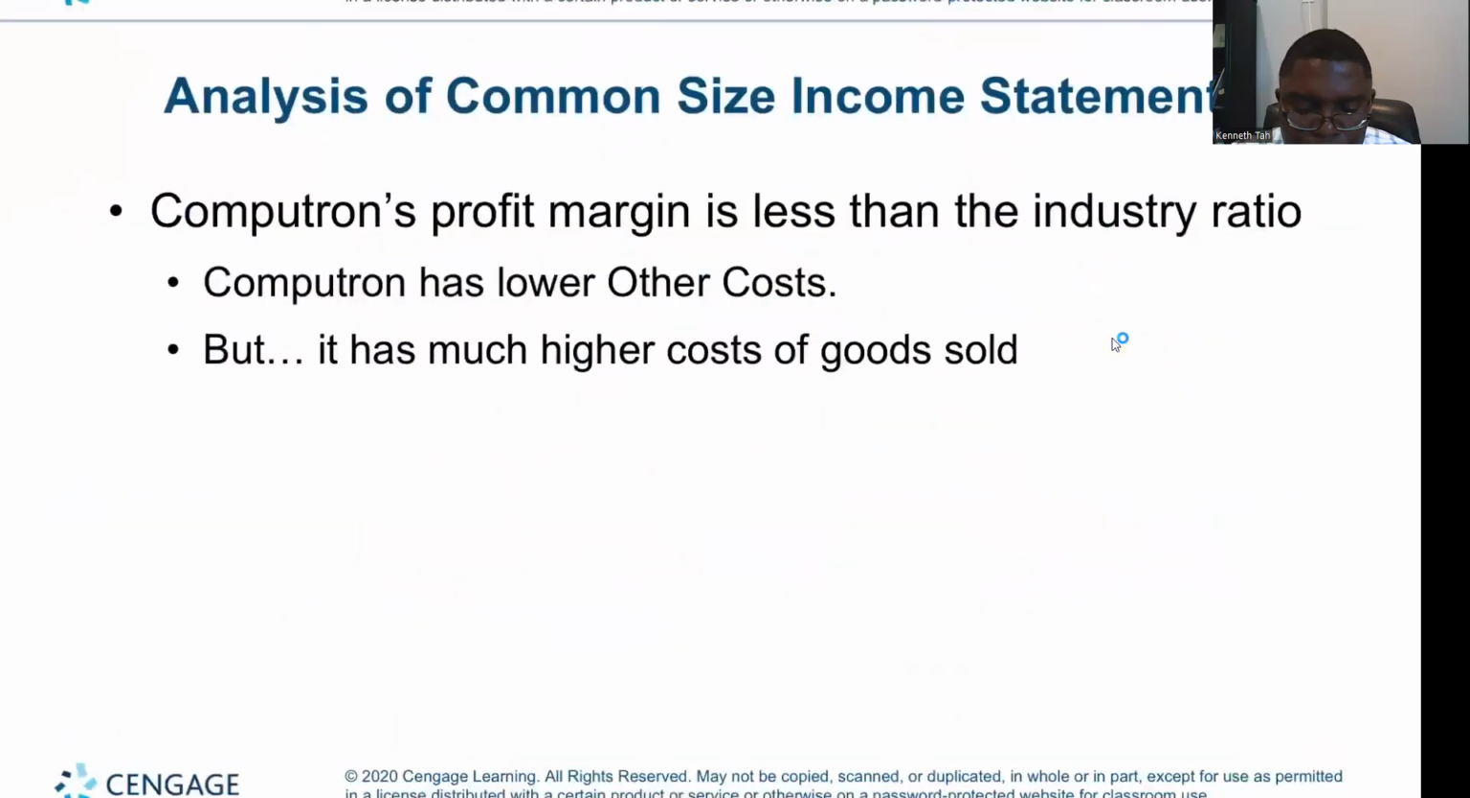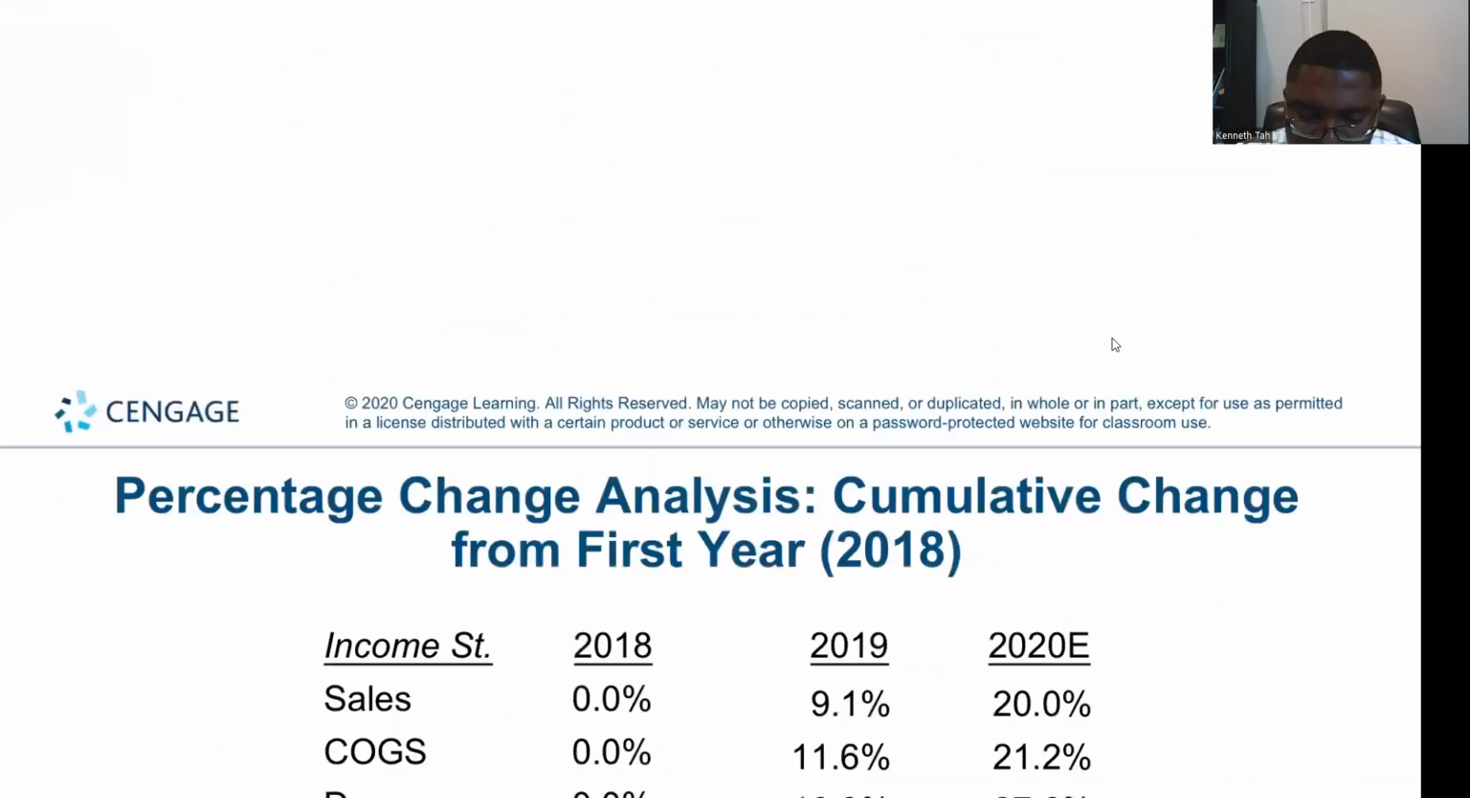All right, so the company's profit margin is less than the industry average. We have seen that. The company has lower other costs, but it has much higher cost of goods sold, which we have seen.